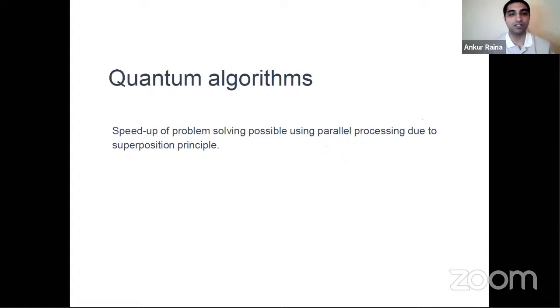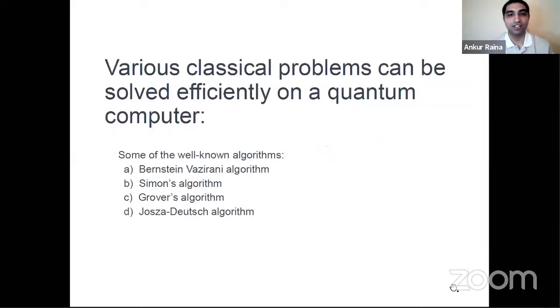Some of the algorithms you can check up and learn. Some of the well-known ones are the Bernstein-Vazirani algorithm, Simon's algorithm, Grover's algorithm, the Deutsch-Jozsa algorithm, and of course the famous Shor's algorithm. You can check what these algorithms do, what kind of problem statement each has, and how a quantum computer can be used to speed up these solutions.